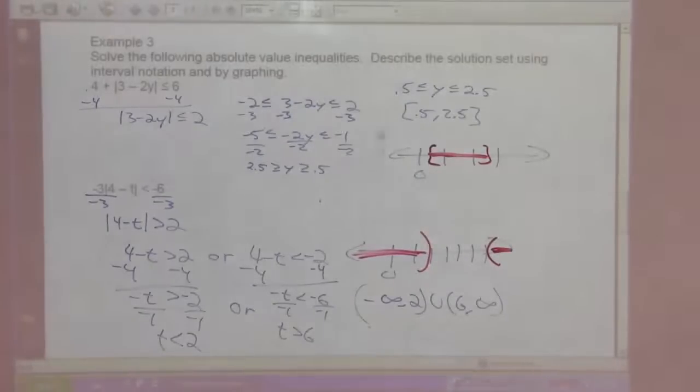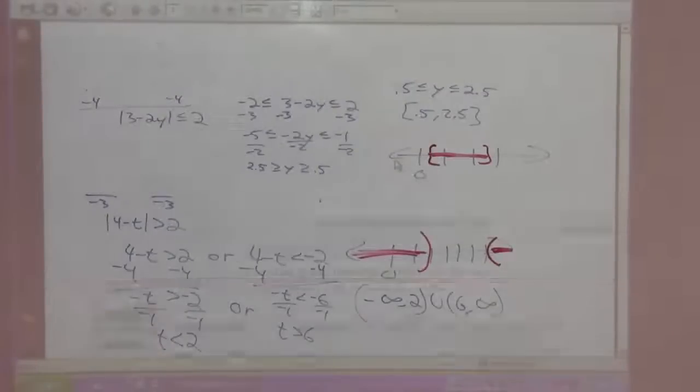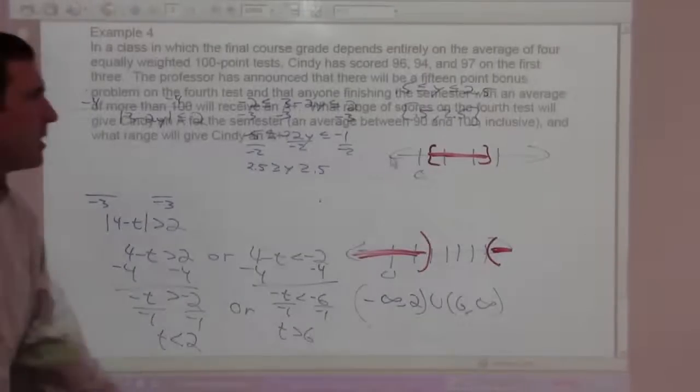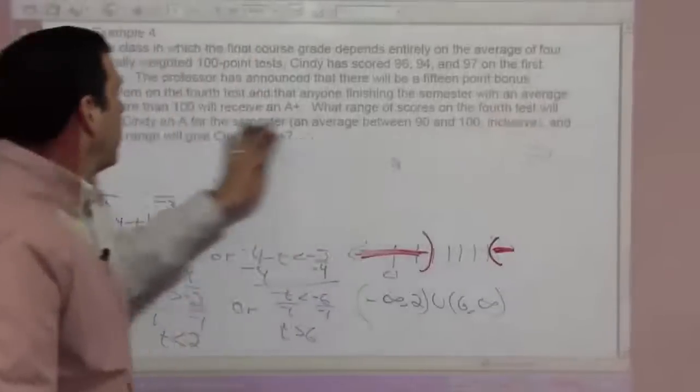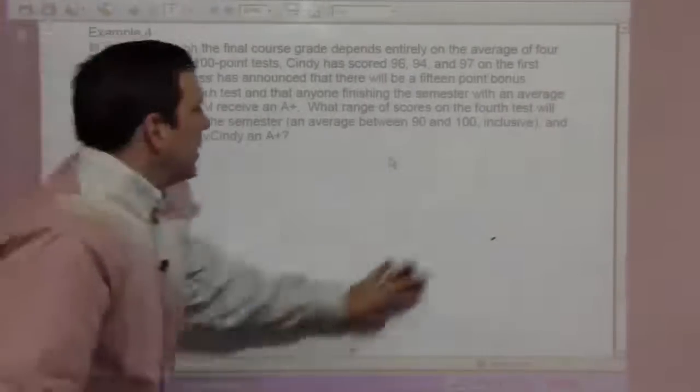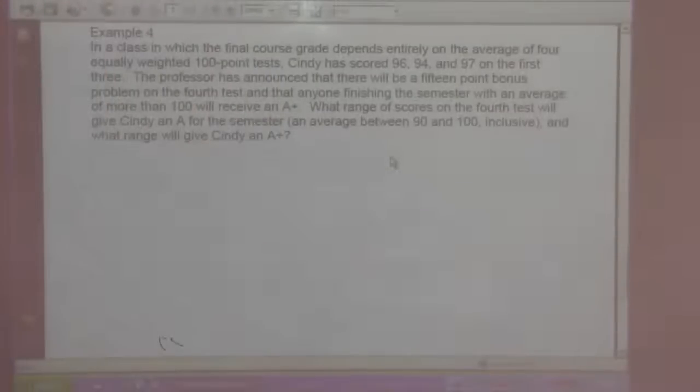We have one problem left here in this section. Example 4: in a class in which the final course grade depends entirely on the average of 4 equally weighted 100-point tests, Cindy has scored 96, 94, 97 on the first 3. The professor announced that there will be a 15-point bonus problem on the fourth test. Anyone finishing this semester with an average of more than 100 will receive an A+. By the way, we don't have A pluses here. What range of scores on the fourth test give Cindy an A, and what will give her the A+?